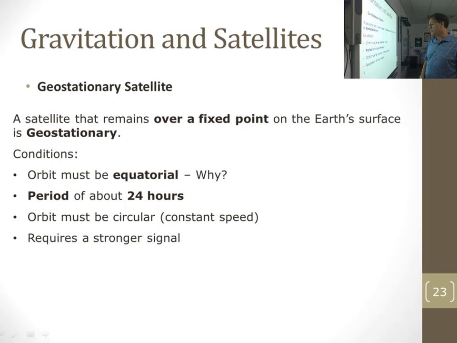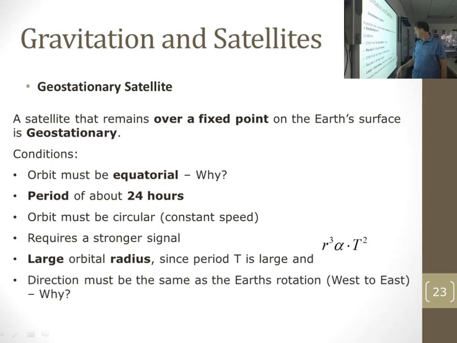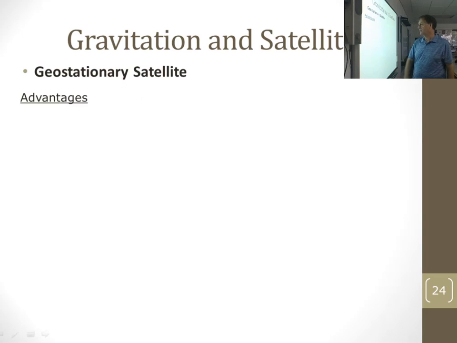And it requires a stronger signal. Oh, that's actually a disadvantage and not a feature of the orbit, but it's one of the properties you can discuss later in terms of usefulness. And larger orbital radius, because the idea is it's got a larger period, it must be put up there at a higher radius to get a stable orbit. We've shown that before in the last part. And it should be rotating from west to east to match the Earth's motion.